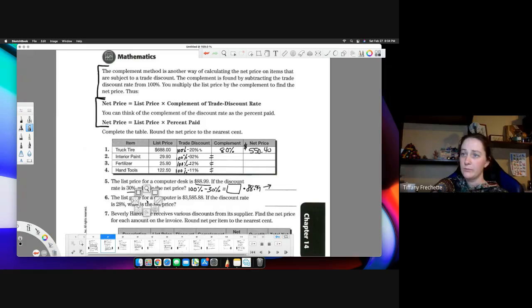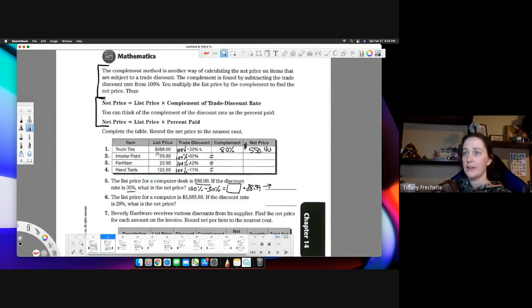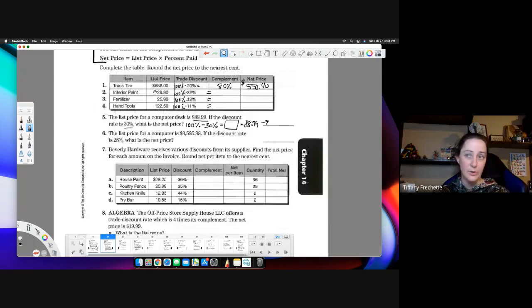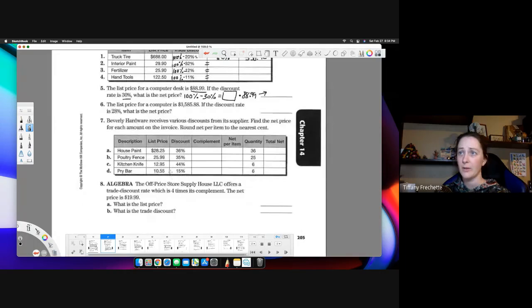All right, let's take a look at number 7 and number 8. So number 7, we get another table here. Beverly Hardware receives various discounts from its suppliers. Find the net price for each amount on the invoice. Round net per item to the nearest cent. So on this one, we just need to find our complement. Same exact idea. We're going to subtract from 100% all the way down. That's going to give us our complement here. So that's the same idea as we did in the first one. Net per item.